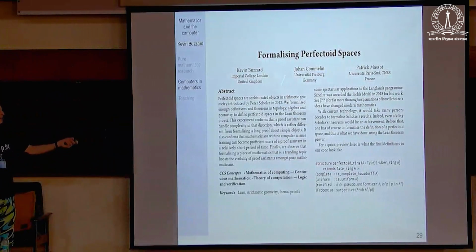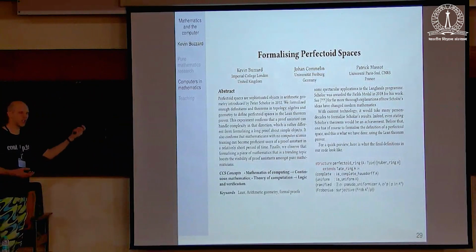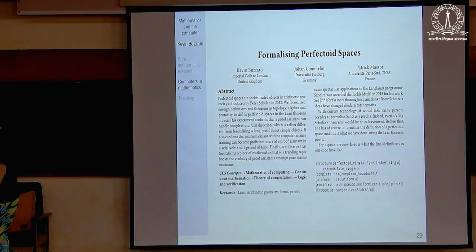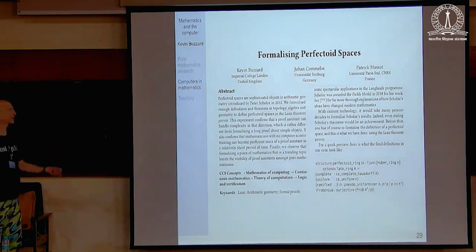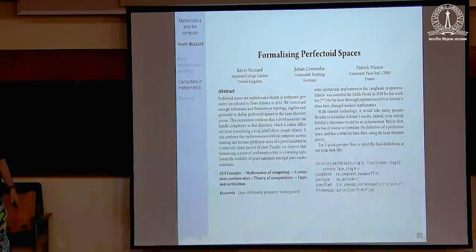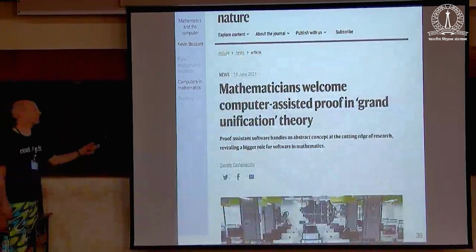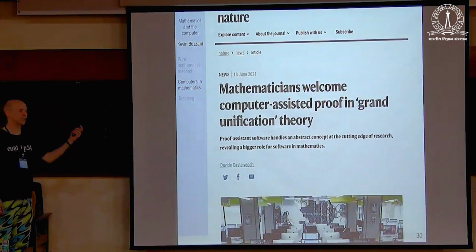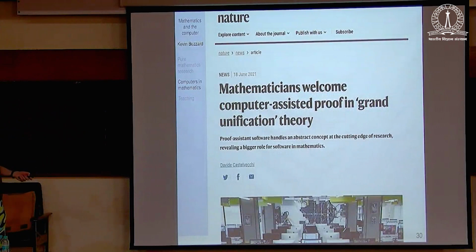This was one of the results. This was something that contributed to mathematicians waking up and noticing that these things were coming. So we formalized perfectoid spaces, and we got a publication out of it. And then we started on a very deep theorem of Peter Scholze that was proved in 2019, Scholze and Clausen. And when we were halfway through, Nature got in touch.